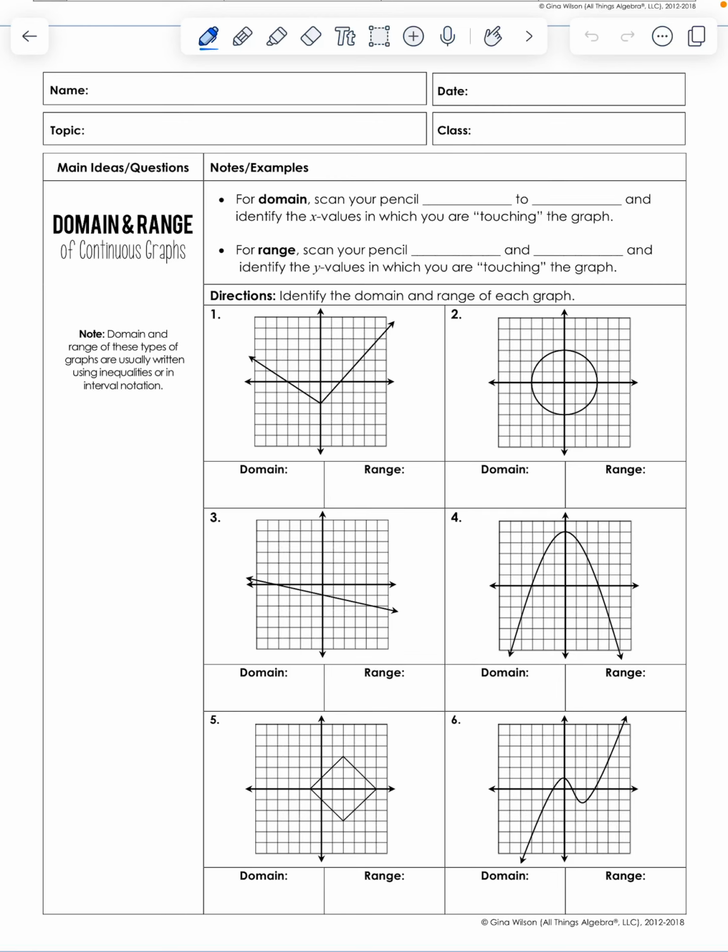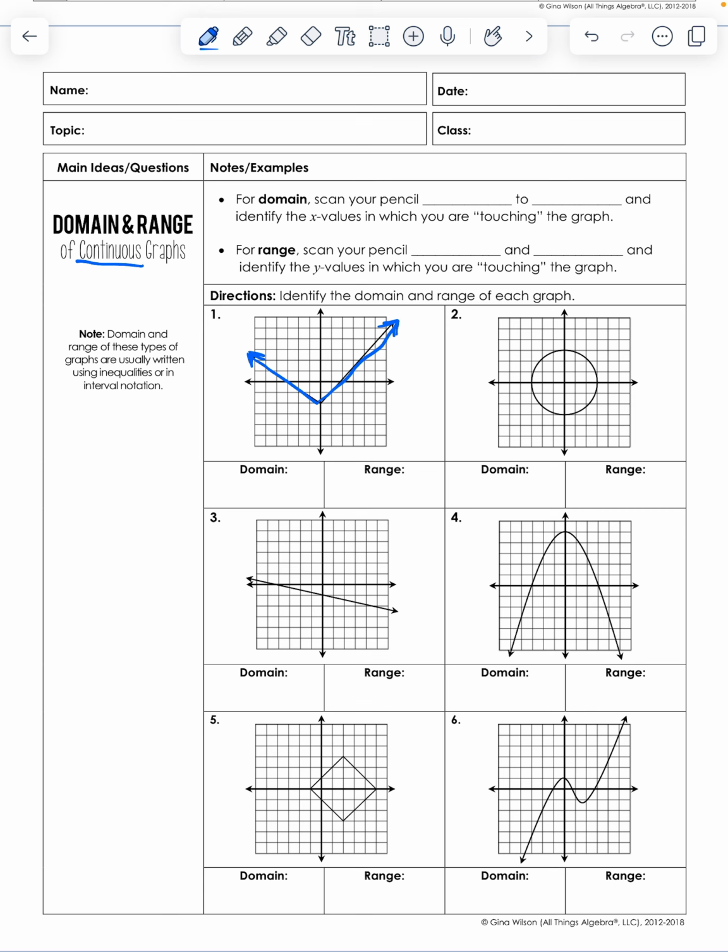Today we're going to learn about domain and range for continuous graphs. Let me remind you that a continuous graph means that on the actual graph, the points are connected. Whether those points go on forever, like in number 1, where we can see arrows going this way, then it goes around and up, and then the arrow goes this way. This one's continuous. It does go on forever because of these arrows, but it's continuous because the points are connected.